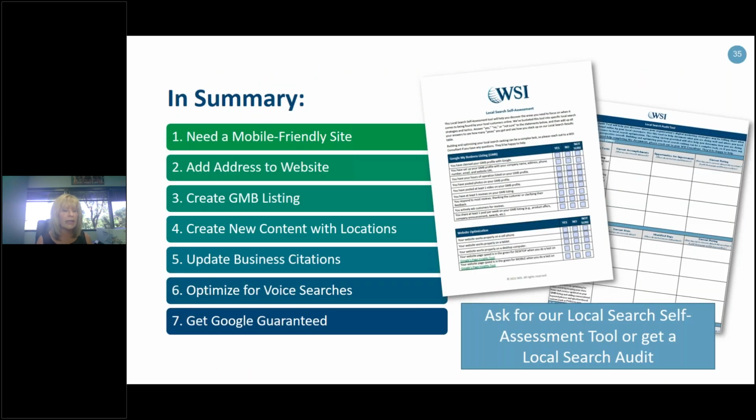Next slide. Okay, so now in summary, the 7 things that you can take action on now. Making sure, number 1, you've got a mobile-friendly website. Run the test, see how it results, talk to your web person who's handling your website. Add your address as text on your website, complete address, correct naming conventions.